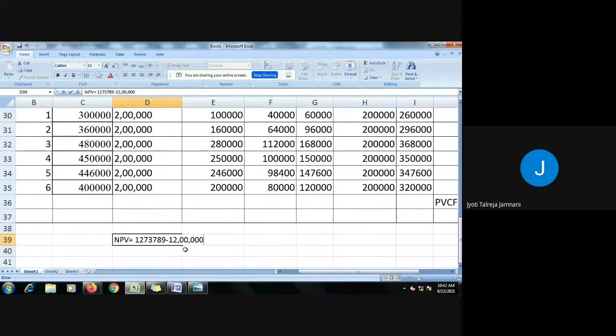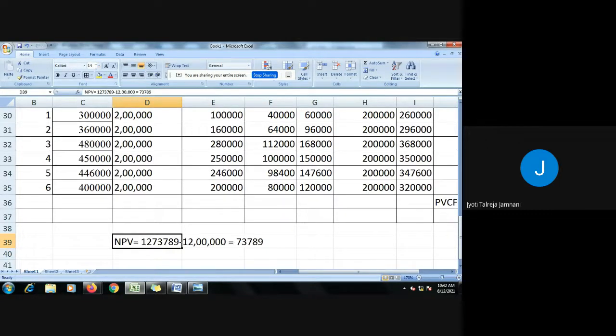So we'll get 73,789 as NPV. So this is your NPV and it is positive. So that's the reason the company should accept the project or it should invest in that particular project.